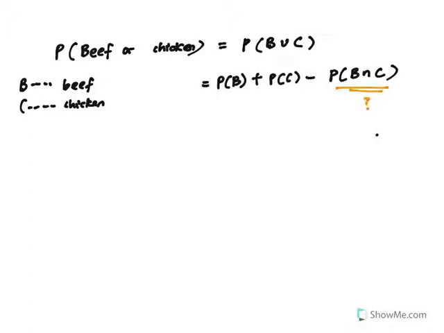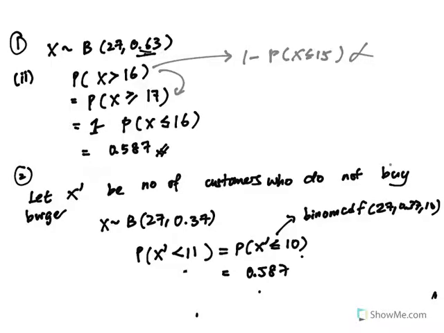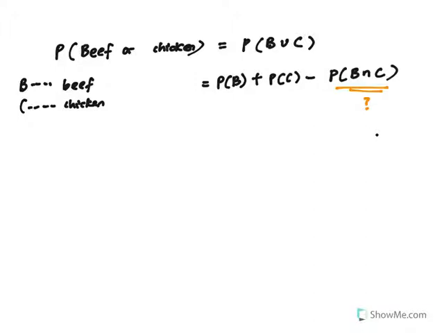Now think about it. This means there's someone who's buying both a beef and a chicken, right? But can it happen? Now think for a while. Can it happen? Cannot, right? Why cannot? Because no one buys more than one burger. So if no one buys more than one burger, there cannot be anyone who buys a beef and a chicken at the same time. So this is just equal to 0. So basically, you can see the probability of B union C is just the probability of B plus the probability of C, and you get your answer to be 0.39.